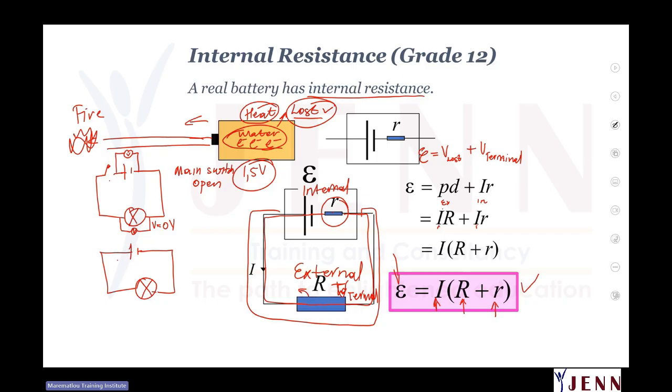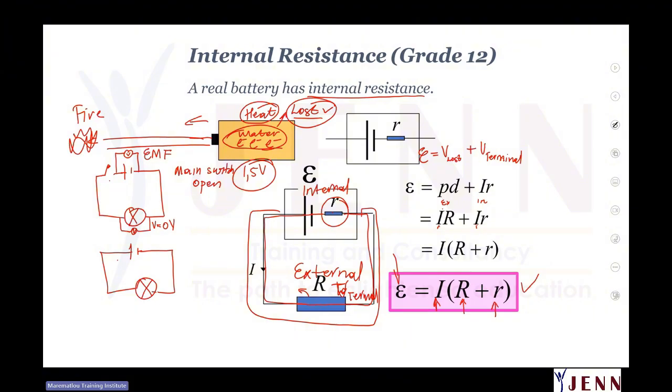Now, that tells you here, the reading that you'll get across the battery, the reading we get when the main switch is open, we call it EMF. That's the maximum potential difference provided by the battery per unit coulomb of charge.